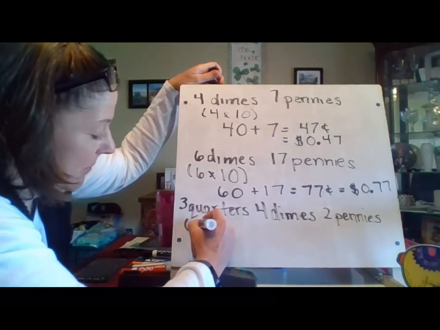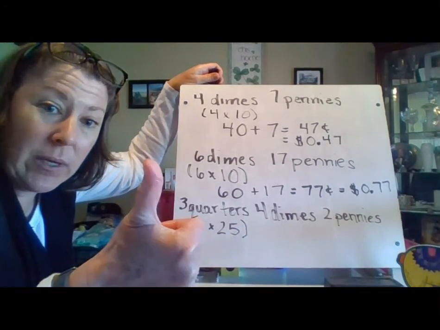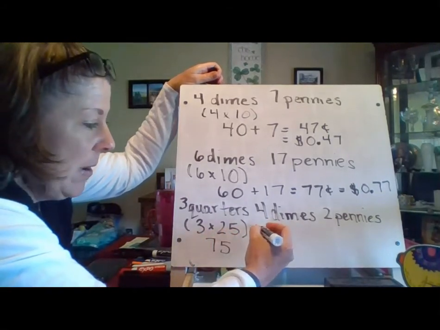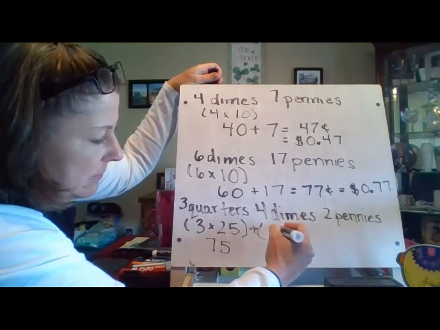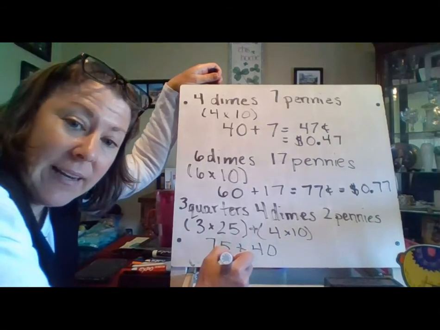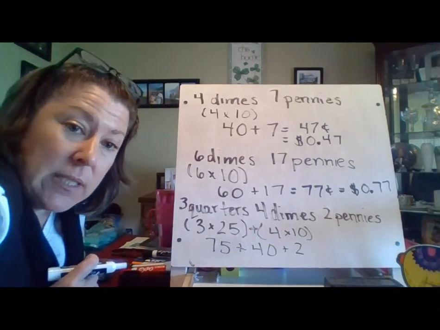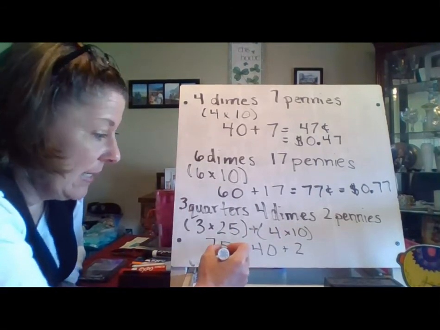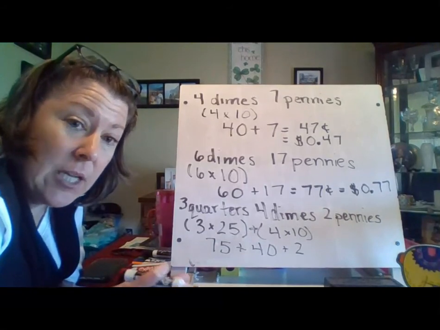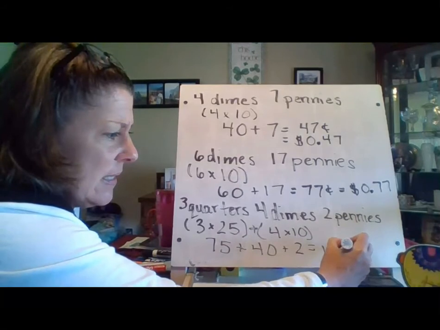So I have 3 quarters, which would be 3 times 25. 25, 50, 75. That's 75 cents so far. Plus, I also have 4 dimes. That's another 40 cents. And then I have my 2 pennies. So you might have to do the addition at the side, and if you have to, do it. Line it up and do the addition. I know that 75 plus 40 is 115, plus another 2 is 117. So that means I would have 117 cents.